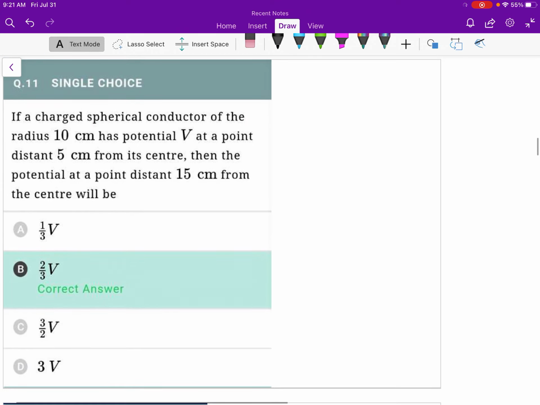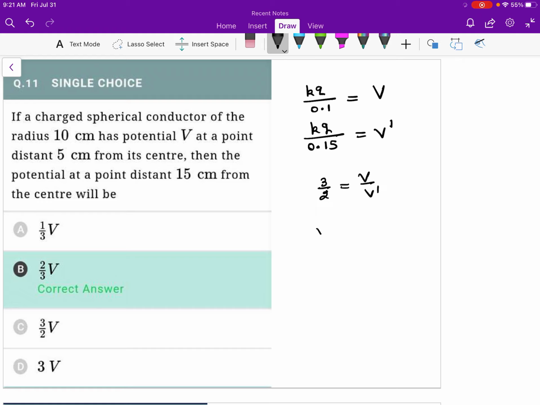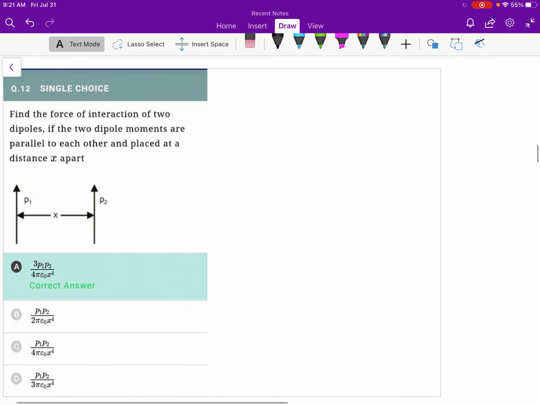If a charged spherical conductor of radius 10 cm has potential V at a point, then what is the potential at a point distant 15 cm from the center? So the potential inside a charged spherical conductor is the same as that on the surface. So kq by 0.1 is V. Now kq by small r is the voltage at an outside point, at 0.15. So this is 1.5, 3 by 2 is equal to V by V dash. So V dash is 2 by 3 V.